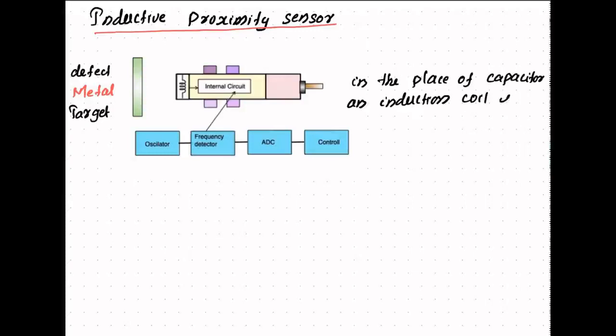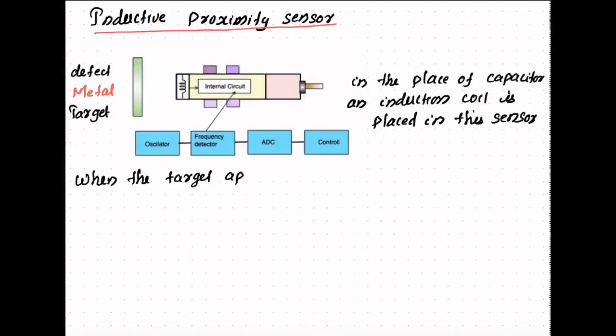Here the working principle is, when the target is closer to the active face or close to the coil, an eddy current is generated in the metal target. This eddy current induces a back EMF in the coil which causes load on the oscillator. So load on the oscillator means the oscillator starts to generate low frequency signal.